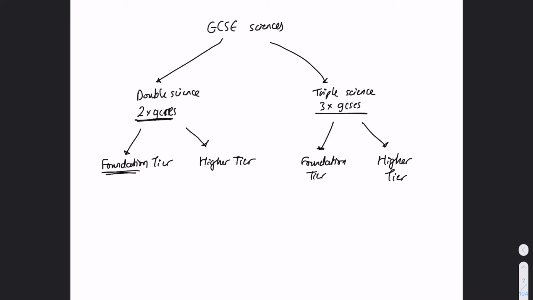So looking at the foundation tier for double science, you obtain 2 GCSEs because of the double science, and with foundation tier the maximum grade you can obtain is grade 5. Whereas with the higher tier, the maximum grade you can obtain is a grade 9. The same concept applies with the triple sciences, where the maximum grade you can obtain is a grade 5, whereas with the higher tier, the maximum grade you can obtain is a grade 9.